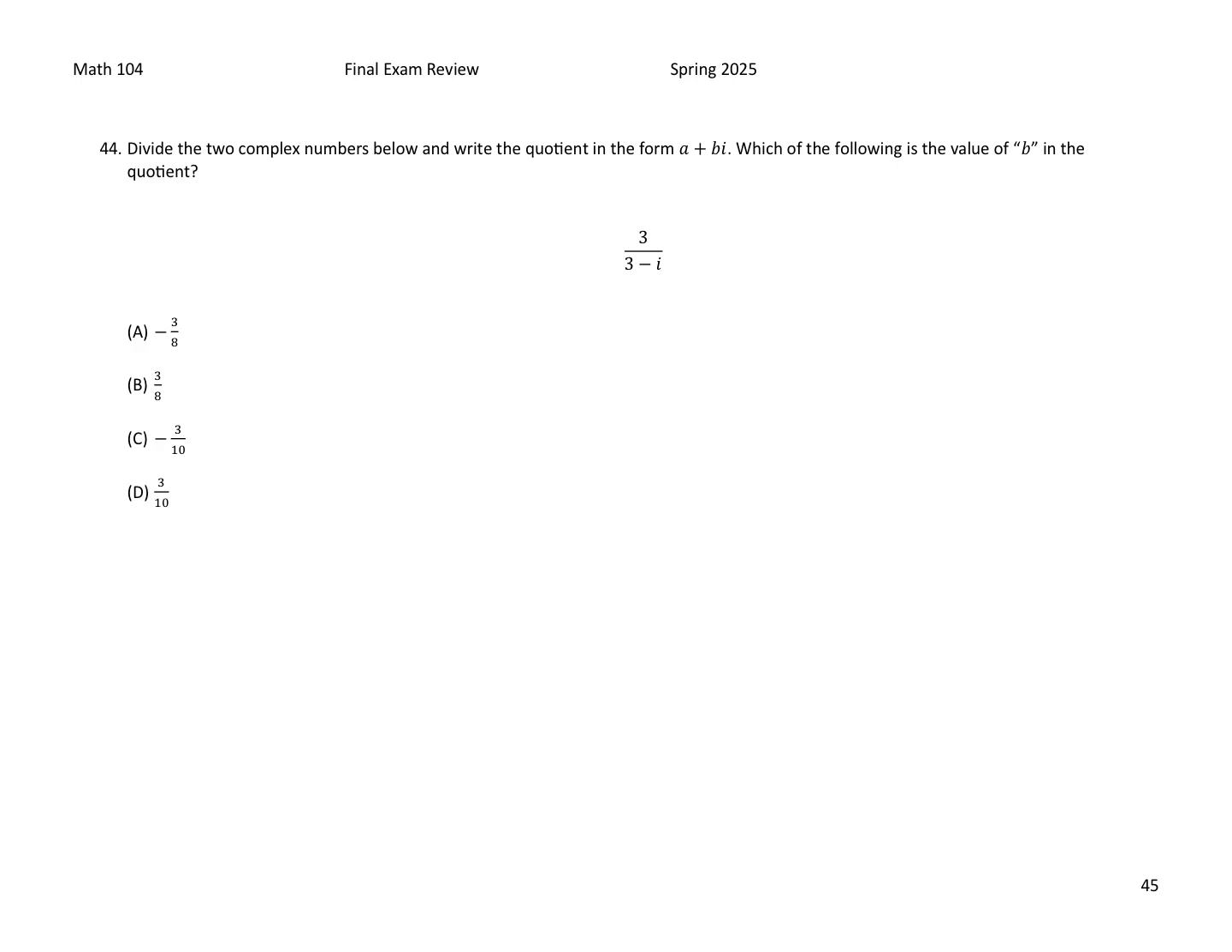Divide the two complex numbers below and write the quotient in the form a plus bi. So to divide complex numbers, the trick is to multiply the top and bottom of the fraction by the complex conjugate. So the conjugate of 3 minus i is 3 plus i.